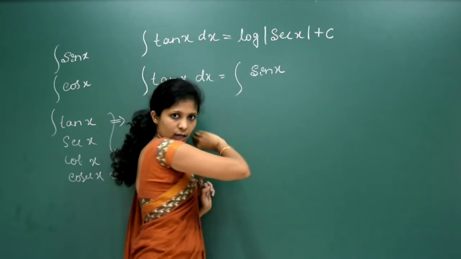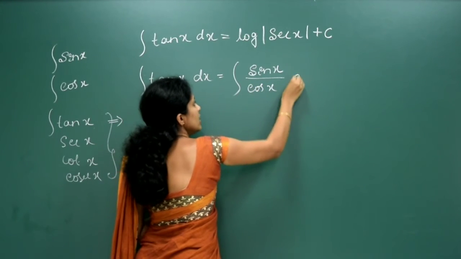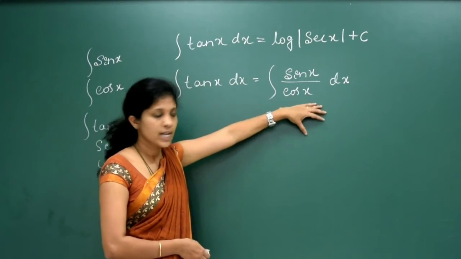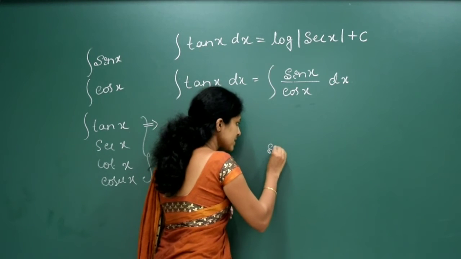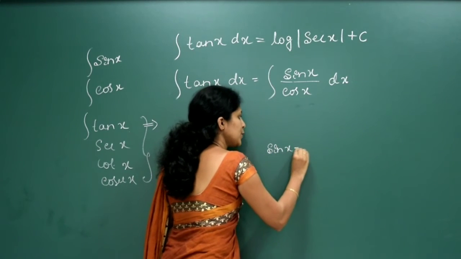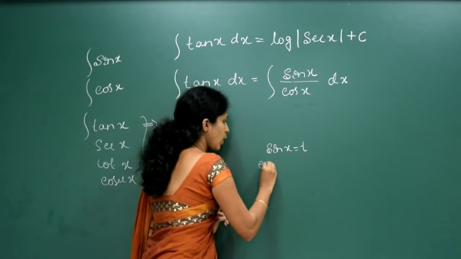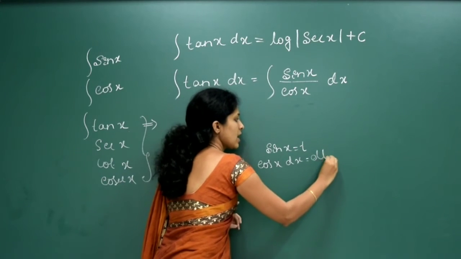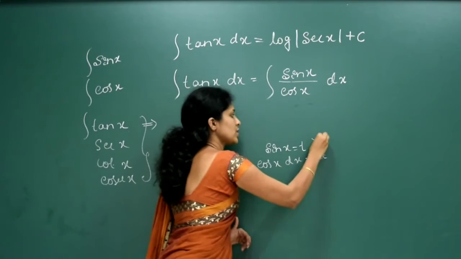Integration of sin x by cos x into dx. Now here we have to see the substitution. If I give the substitution as sin x is equal to t, then the derivative of sin x, cos x into dx, will be equal to dt. But here we don't have cos x into dx, right? So this substitution is not possible.